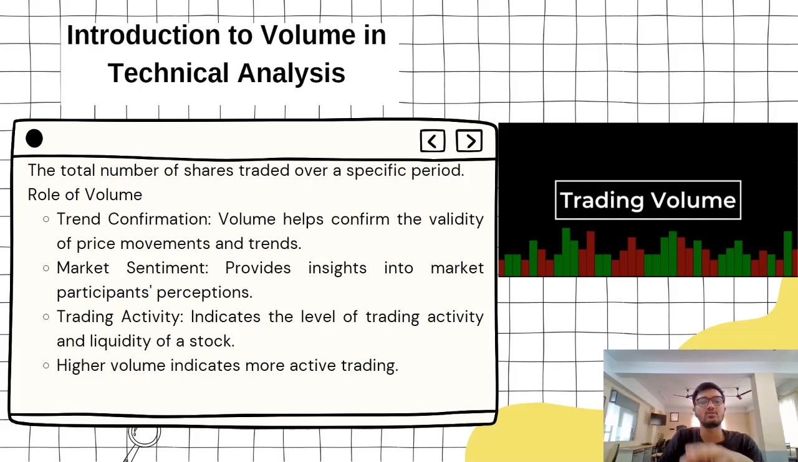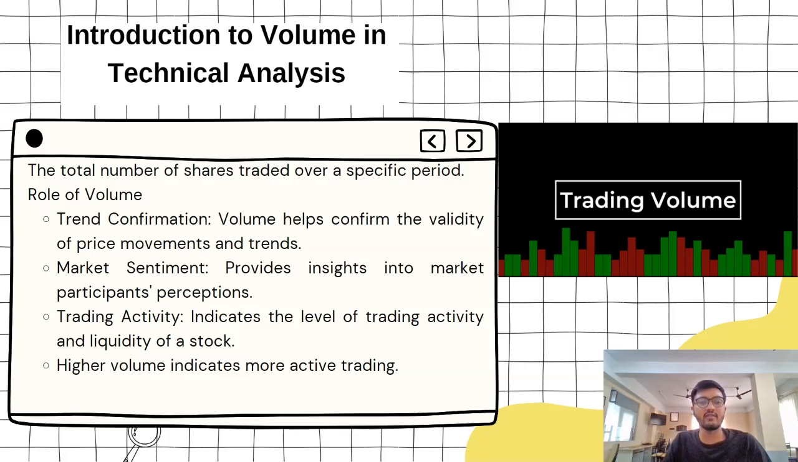Simple. So it provides insight into market participants' perception, that is, how many people are actually willing to trade that particular instrument. If the number of people is more, the strength is going to be more, the momentum is going to be more, and those are the investment opportunities that you have to capture. If there are more people behind any up move or down move, there is a possibility that the strength of that move will be good.